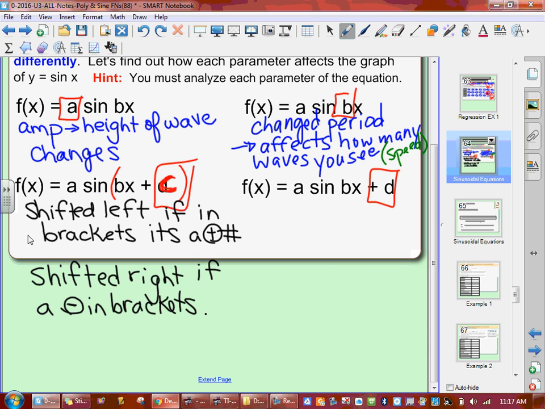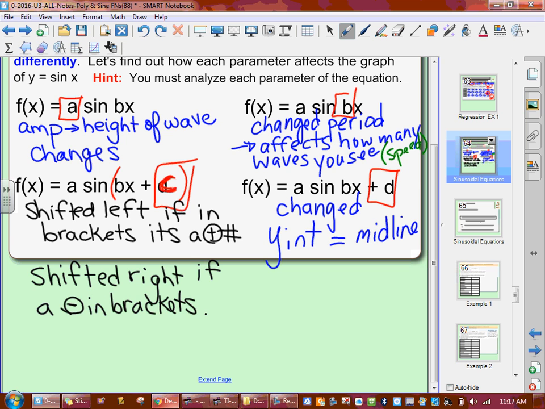And then we're going to look at our D value. The D value changes the y-intercept, which is equal to the midline. So it changed its midline. It vertically shifted up. So it's the vertical shift. C is the horizontal shift. Okay, I'll give you a minute to write that down. Push pause down, play when you're ready.